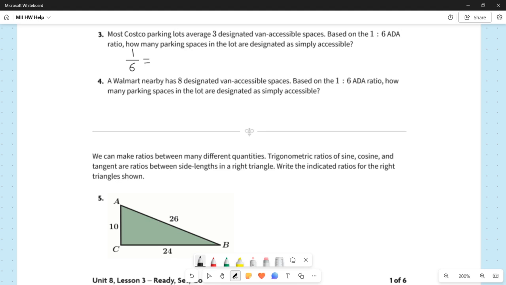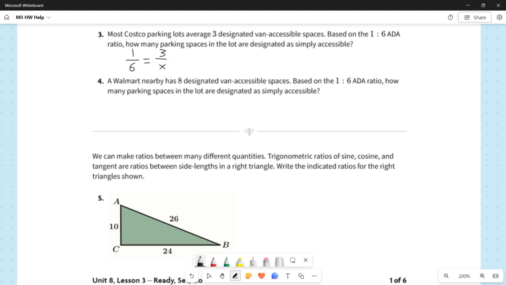So this time, we're told that our parking lot at Costco typically has 3 designated van accessible spaces. So this time we're actually given our numerator of 3. And then the question is, well, if we have 3 designated van accessible spaces, then how many total do we have? So this time we have x.